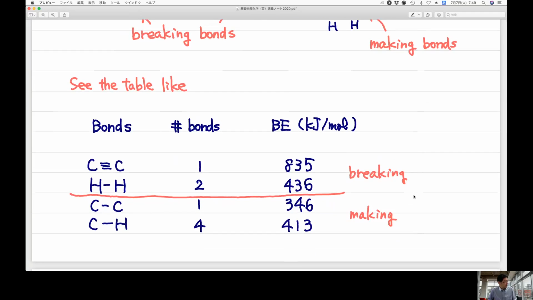This is the table, okay? For example, the bond cleavage of the CC triple bond. We need to add 835 kilojoule per mole for the bond cleavage. And for the HH single bond, we need to add 436 kilojoule to cleave. The CC single bond here, the CH single bond here.